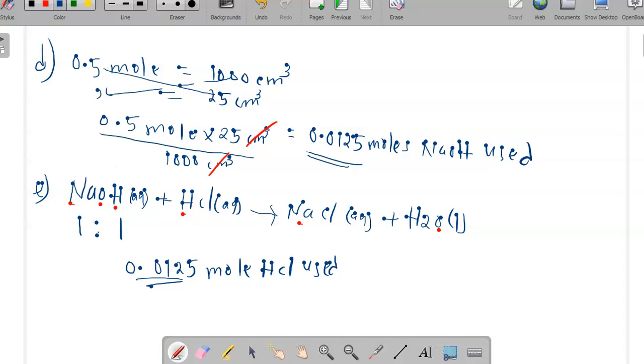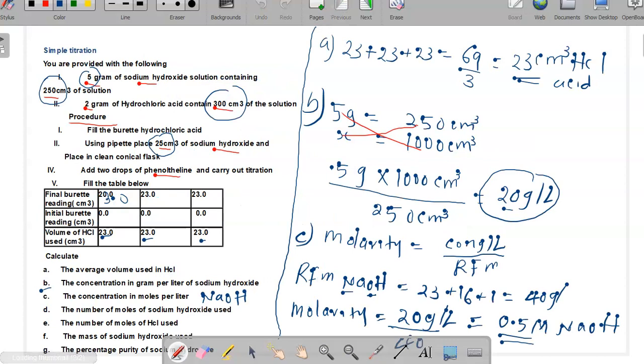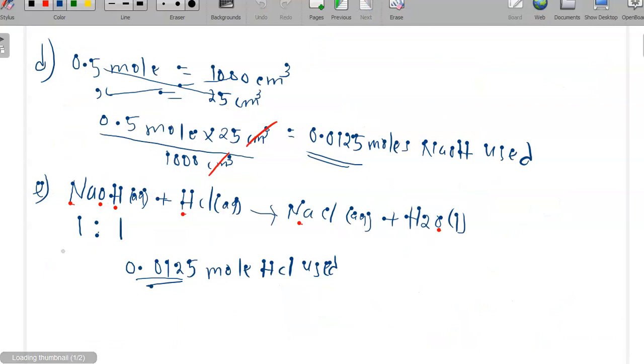So we have another question. Up to question E, we have question F. Question F is asking the mass of sodium hydroxide used. So how can we get the mass of sodium hydroxide?